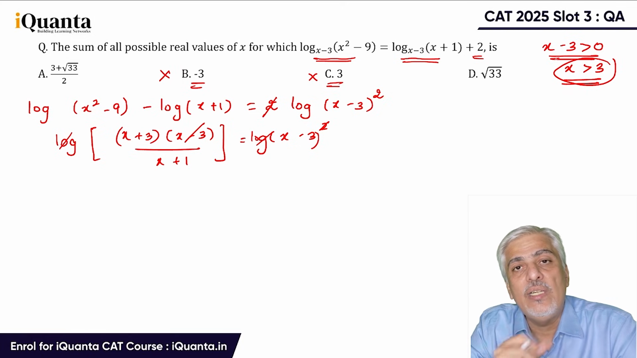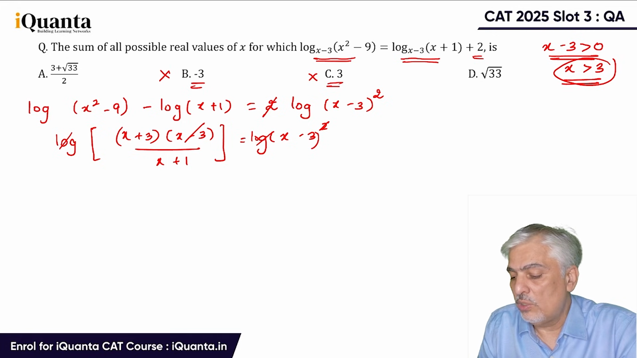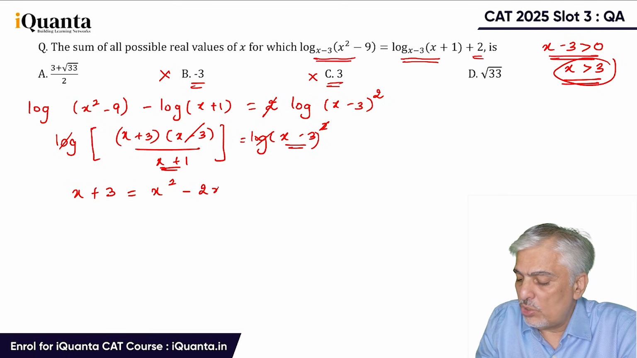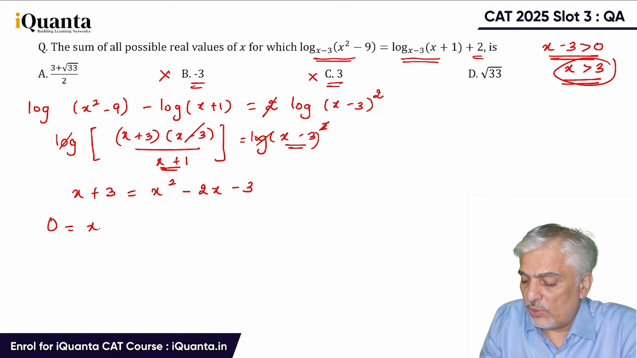Because we can cut only if x minus 3 is not equal to 0, and it is greater than 0, so it is not equal to 0. So I'm left with x plus 3 is x minus 3 multiplied by x plus 1, which will become x square minus 2x minus 3. Bringing everything on one side, 0 is equal to x square minus 3x minus 6.